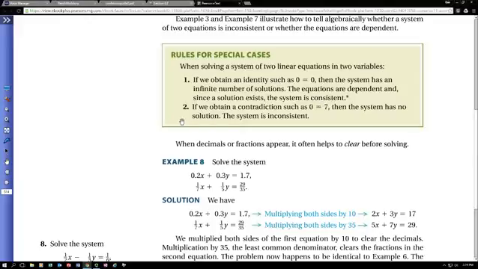The other case of these special cases is we obtain a contradiction or a not true statement, like 0 equals 7. Then the system has no solution, and it means the system is inconsistent. No solutions. It is not dependent. Okay, so it's independent and no solution. Another way to say this graphically is they are parallel lines. They never intersect, and they're not the same line, or they don't intersect at one point.